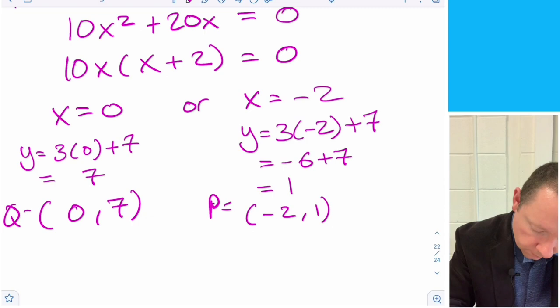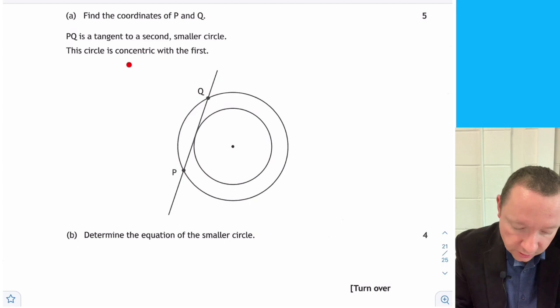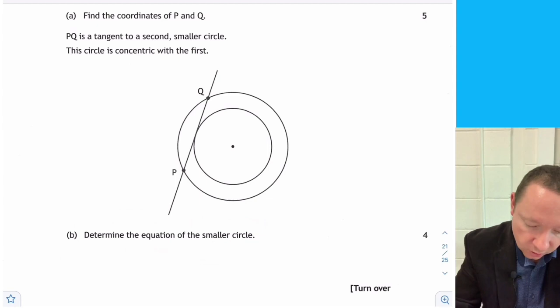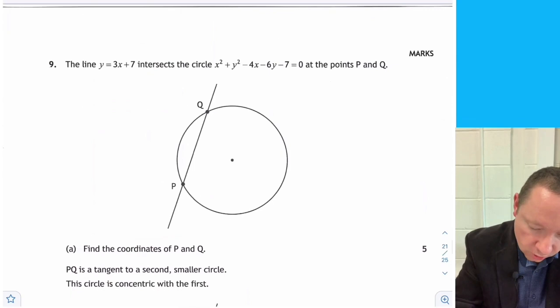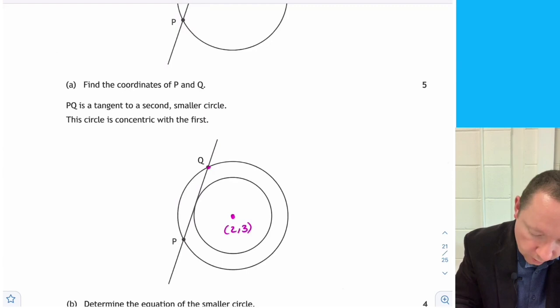Well, part B says PQ is the tangent to a second smaller circle, concentric with the first. Determine the equation of the smaller circle. So let's put some information onto this circle. First of all, the centre of the circle. Well, that's just going to be (2, 3), half and half, switch the signs. We already know the coordinates of point P and Q, (0, 7) and (minus 2, 1).